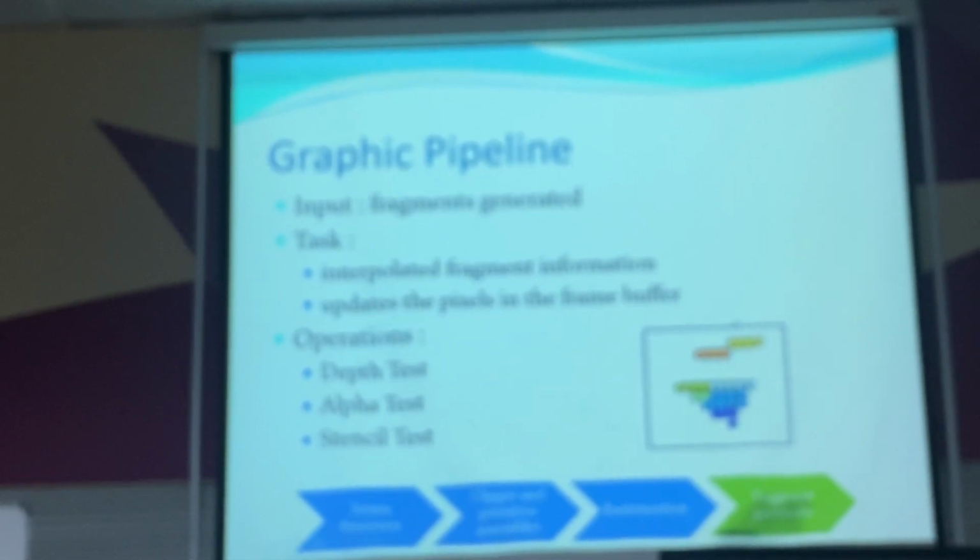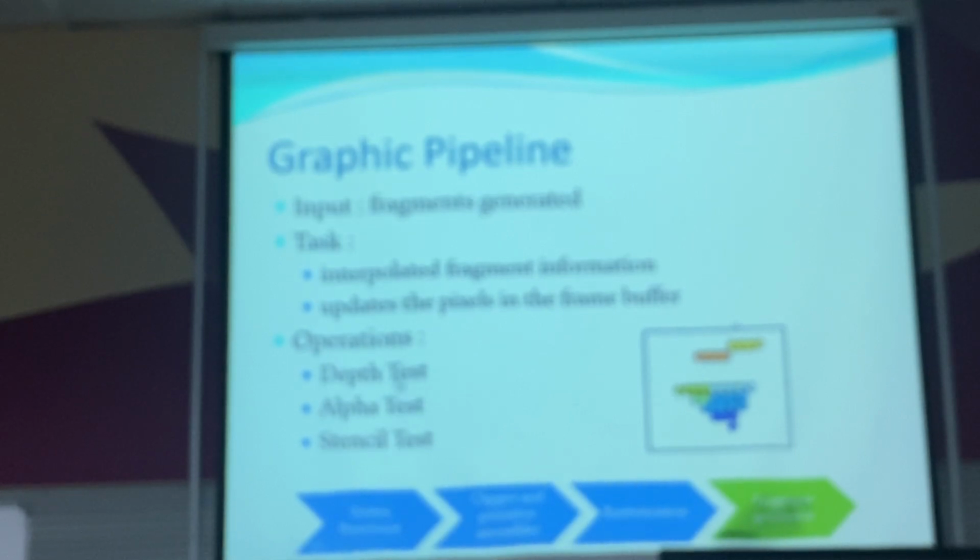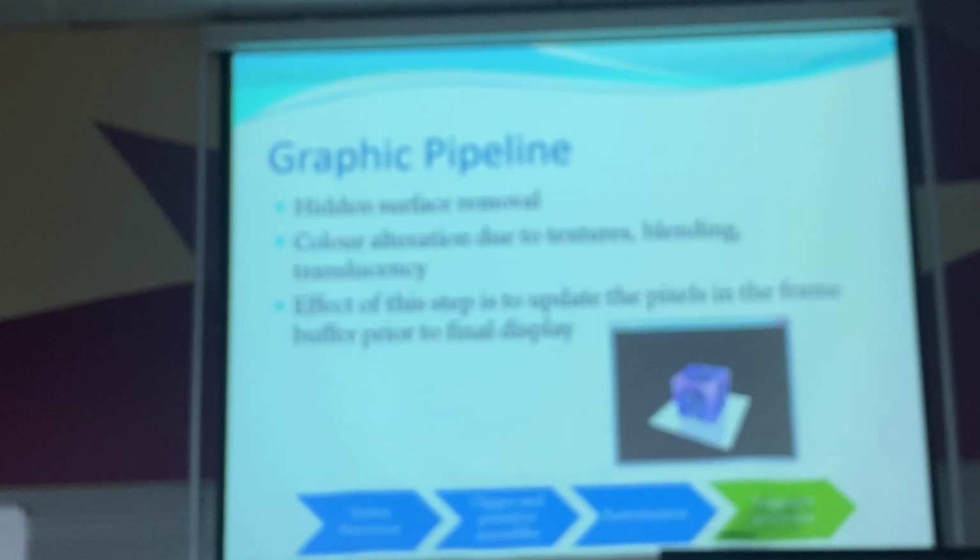Then before it displays, it will do these 3 tests. The fragment processor will perform these 3 tests: depth test, alpha test, and stencil test. So what is the depth test? It will test against the Z value, which pixel is in front and which pixel is behind. Hidden surface removal, this one.